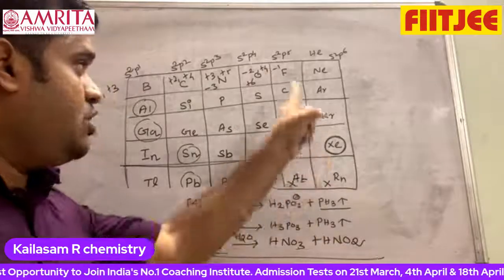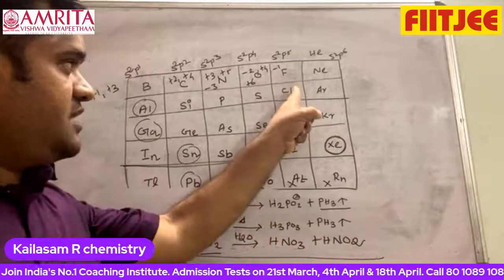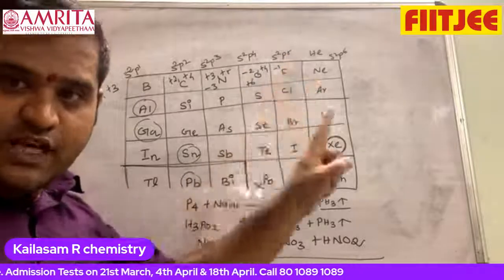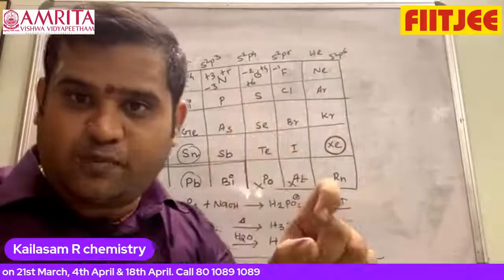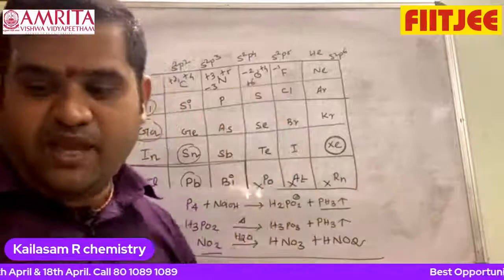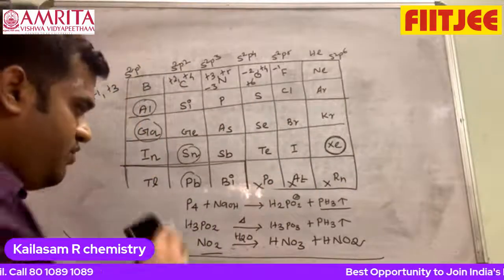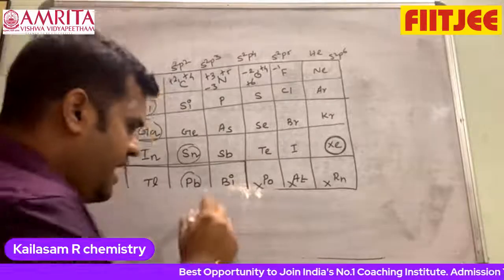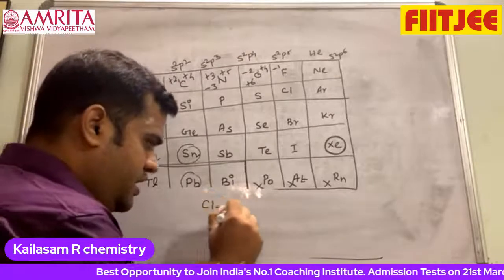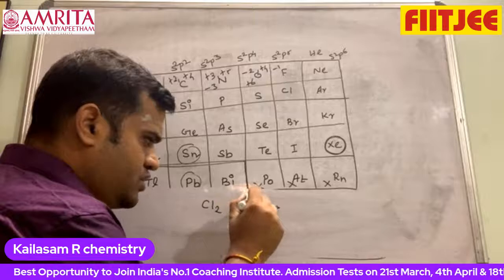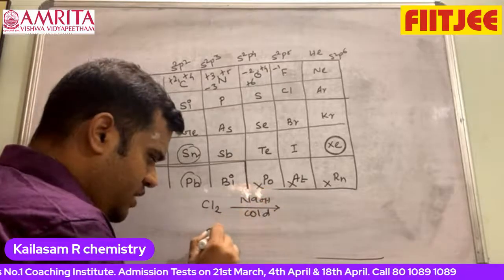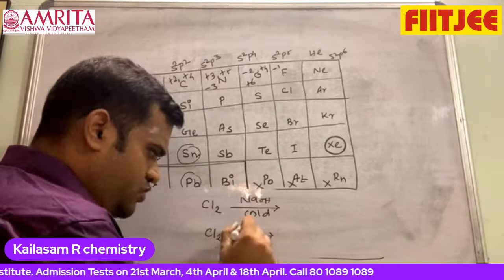Even the halogens Cl2, Br2, I2, except F2, undergo disproportionation reaction in basic medium. For example, in the case of Cl2, please note it down. I can write Cl2, there are two conditions. One is Cl2 with NaOH in cold condition. And the other is Cl2 with NaOH in hot condition.